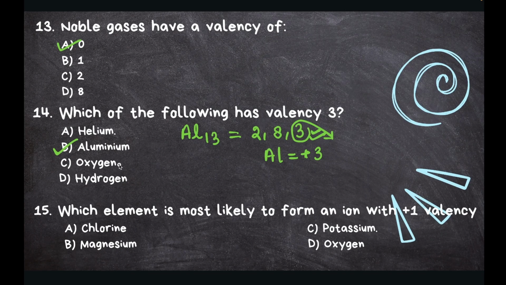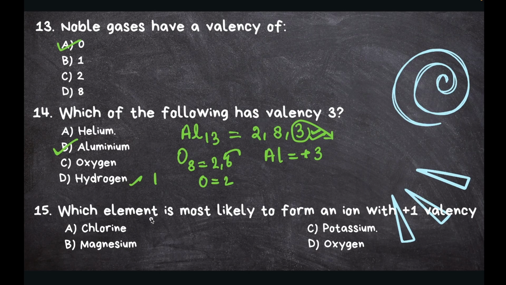In case of oxygen, the atomic number of oxygen is 8. So the electronic configuration is 2, 6. So it tends to gain 2 electrons to get a stable state. So its valency will be 2. In case of hydrogen, valency will be 1. So the answer will be aluminium.